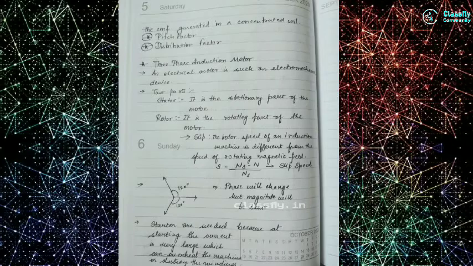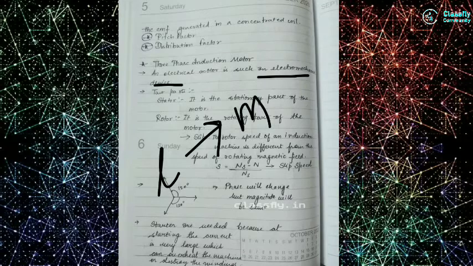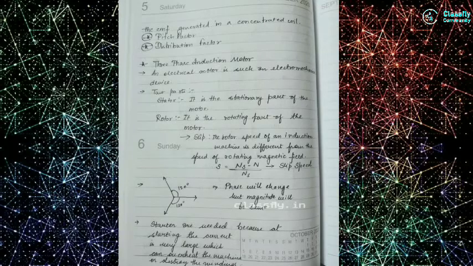Now we will move on to the three-phase induction motor. What does an electrical motor do? It is an electromechanical device. That means its work is to convert electrical energy into mechanical energy. Here also there are two parts. One is your stator, another is your rotor. Stator means the stationary part and the rotor means the rotating part.